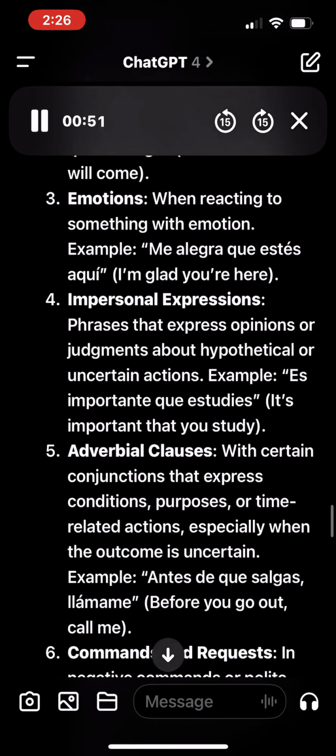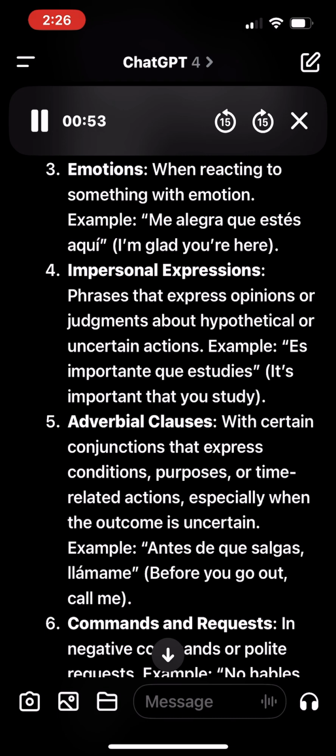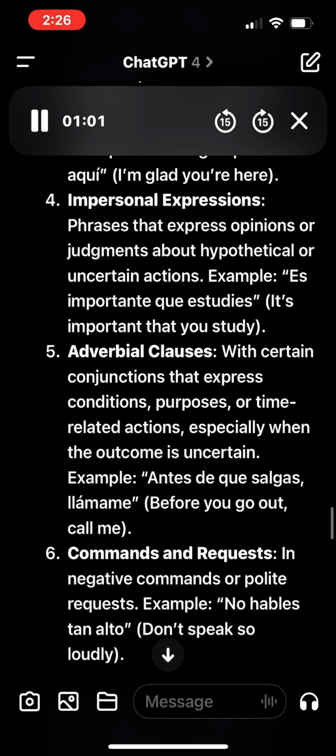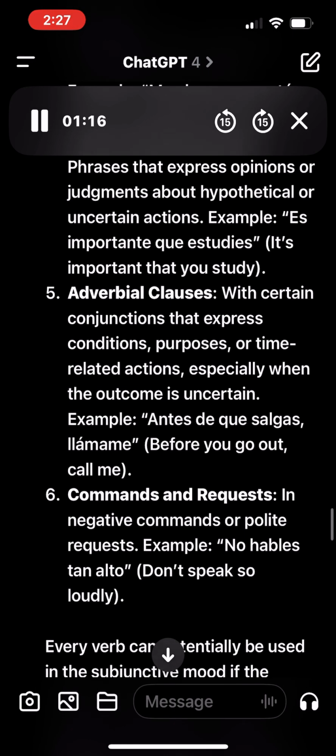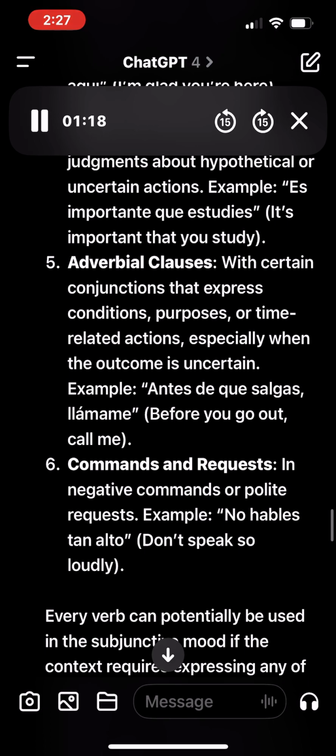3. Emotions, when reacting to something with emotion. Example, me alegra que estés aquí, I'm glad you're here. 4. Impersonal expressions, phrases that express opinions or judgments about hypothetical or uncertain actions. Example, es importante que estudies, it's important that you study. 5. Adverbial clauses, with certain conjunctions that express conditions, purposes, or time-related actions, especially when the outcome is uncertain. Example, antes de que salgas, llámame. Before you go out, call me.